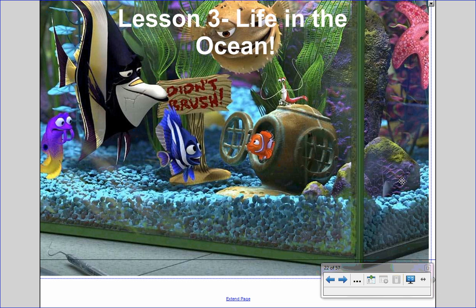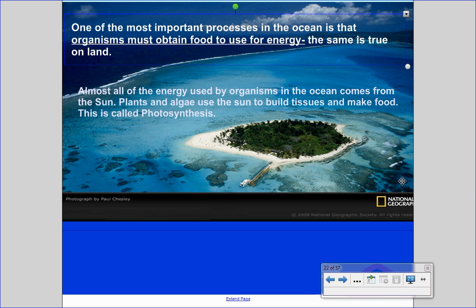Here is Lesson 3, Life in the Ocean. One of the most important processes used in the ocean is that organisms must obtain food to use for energy. The same is true on land. Almost all of the energy used by organisms in the ocean comes from the sun. Plants and algae use the sun to build tissues and make food. This is called photosynthesis.